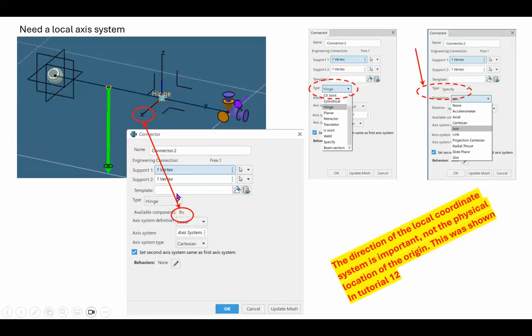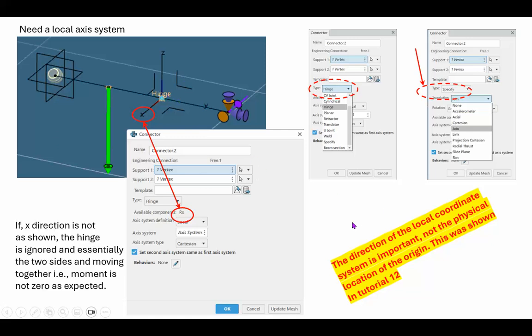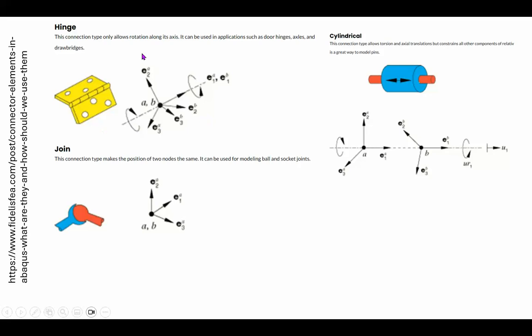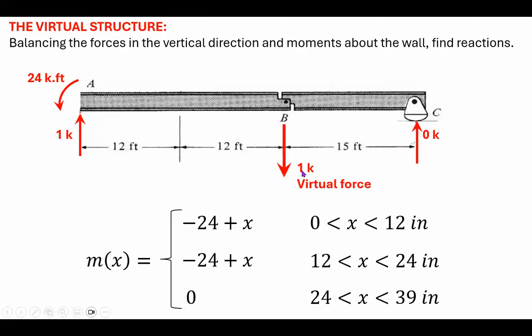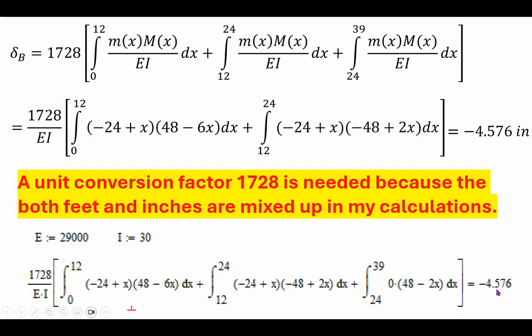Let me remind you that when we use the hinge connector or the other ones, which we're not doing in this tutorial, you need a local coordinate system. The actual direction of it is important, but it doesn't matter where the origin is. In tutorial 12, I showed you that even if I had another coordinate system here, which had the same X direction, it will work. All right. Now, this is the one that we're using, and there is the analytical solution using the principle of virtual work. The answer should be roughly 4.58 inches. Good, so let's go ahead and do that.